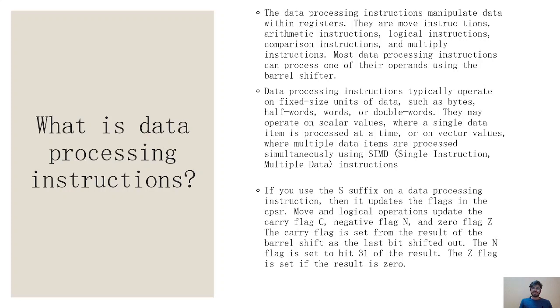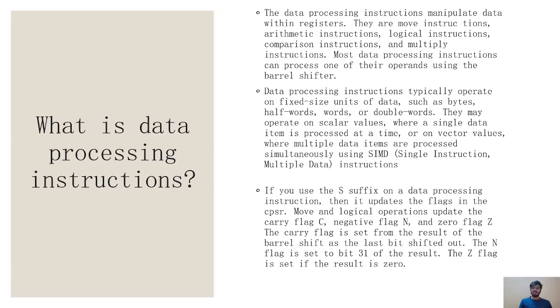Data processing instructions typically operate on fixed size units of data, such as bytes, half words, words, or double words. They may operate on scalar values, where a single data item is processed at a time, or on vector values, where multiple data items are processed simultaneously using SIMD, single instruction multiple data instructions. If you use the S suffix on a data processing instruction, then it updates the flags in the CPSR.